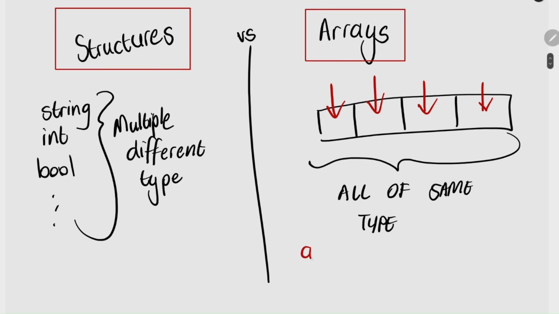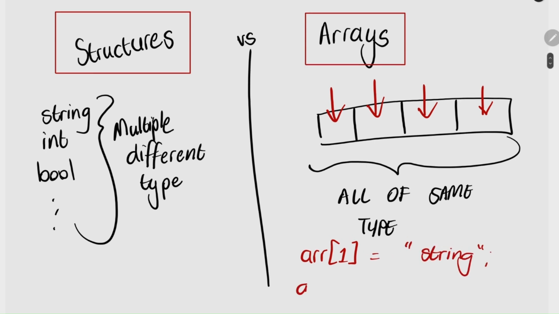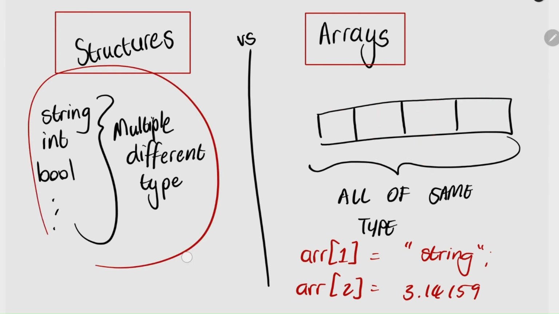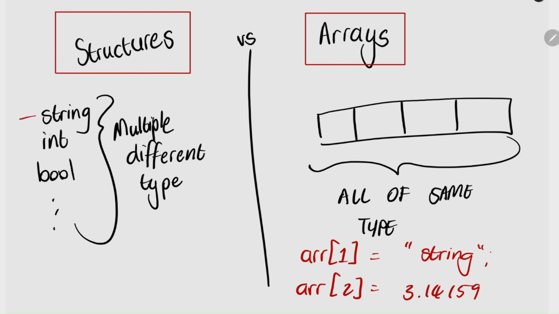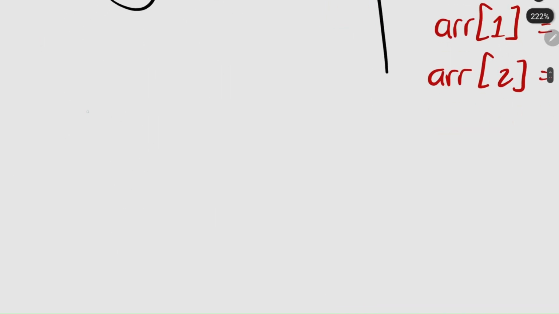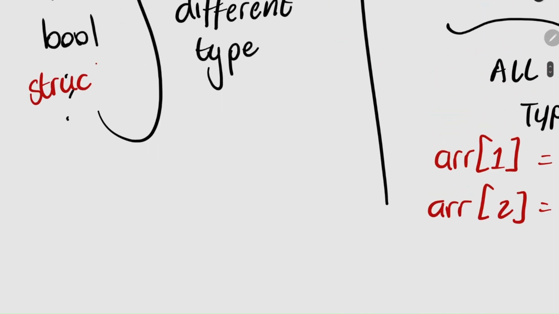You can't have some array where element one is a string, and then element two is 3.14159, a double. You can't have a string here, then a double there. That does not work. But for a structure, you can have every different type that you want. You can have a string, int, bool, and in fact, you can have another struct.